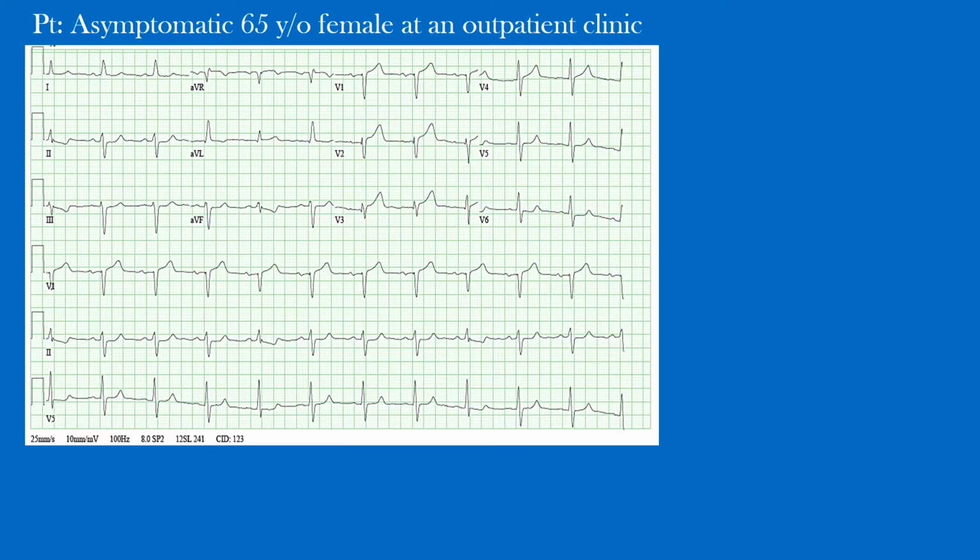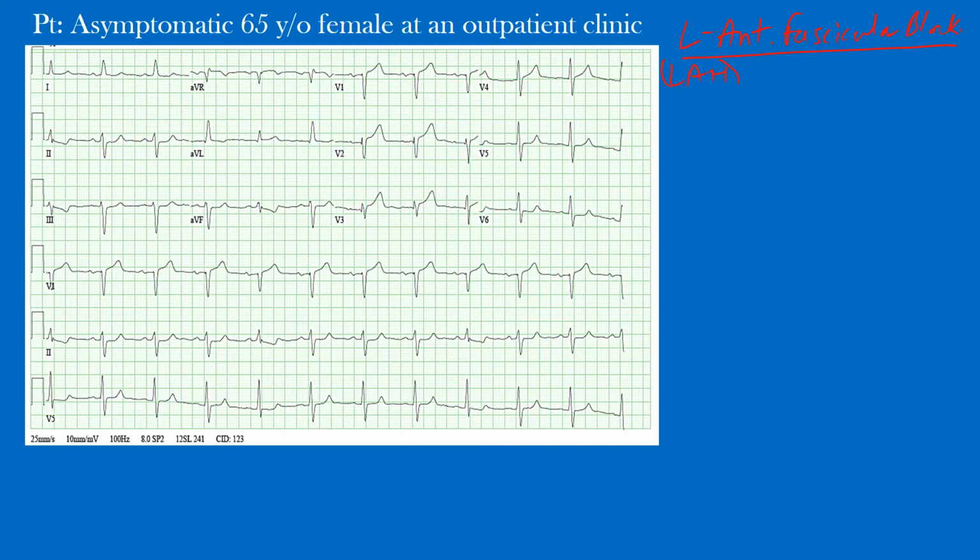So this asymptomatic 65-year-old female has an EKG that shows evidence of left anterior fascicular block, which is also sometimes referred to as left anterior hemiblock. So what is the criteria for left anterior hemiblock? Well, let's go over them.